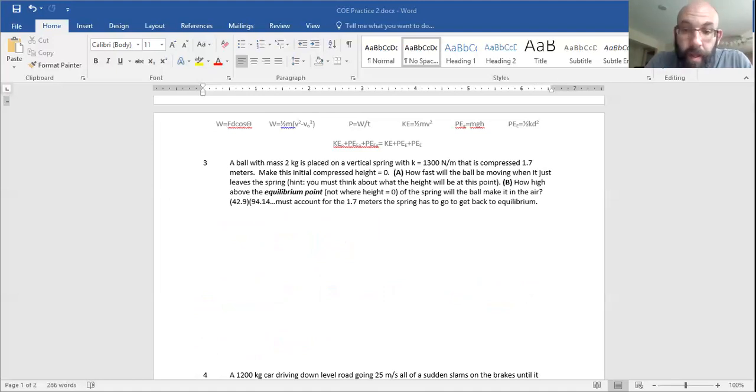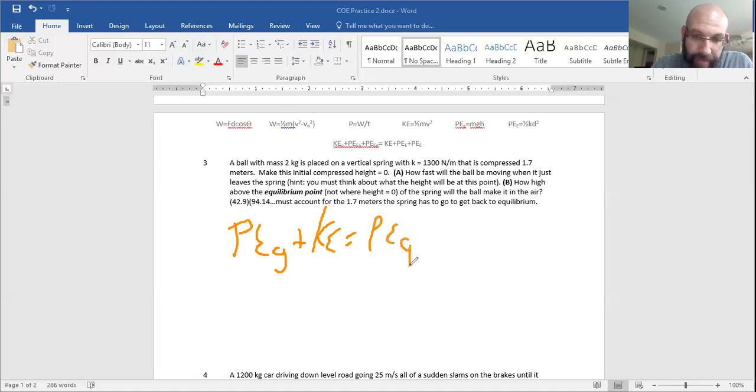Okay. B, how high above the equilibrium point, not where the height is 0 of the spring, will the ball make it into the air? Okay, so initially, here's what we know, and we actually just kind of solved this. Initially, we have potential energy due to gravity because we're 1.7 meters in the air, and we're moving, that's kinetic energy. And then at the very top, it's all gravity. So mgh again.